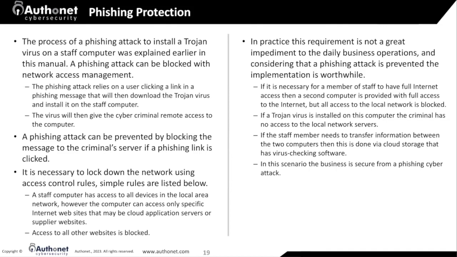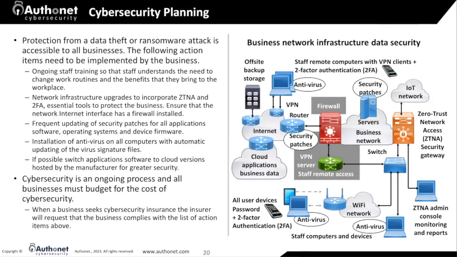In some businesses, a user can have two computers, one computer which has full access to the internet but no access to the local network, and another computer which has access to the local network but very limited access to the internet. It's possible to transfer information between the two computers using a cloud storage which checks for viruses. That's a very secure way to manage a business, to ensure that the business is not going to get hacked by criminals. And so in review, we install the Zero Trust Network Access Gateway.